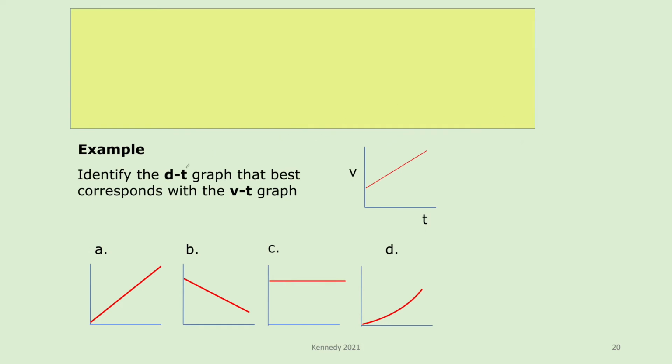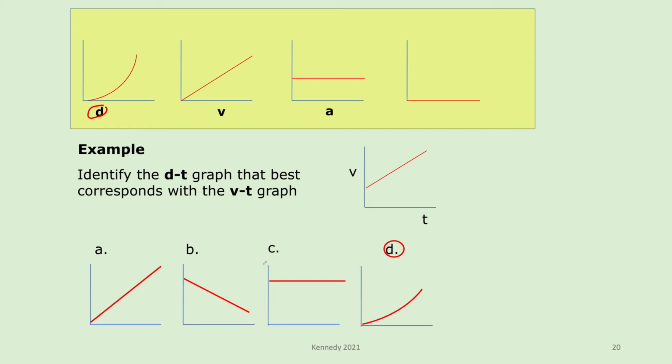So here, identify the DT graph. That's down here. Best corresponds with the given VT graph. Okay, well, the first thing I'm going to do is write my 4 graphs down there. A curve to a diagonal to a horizontal to a zero. Then, V is what I'm starting with, so I put the V under the diagonal line because I'm given a diagonal line for the V. And now I can predict what a DT graph would look like and an AT graph would look like. But I'm just asked about the DT graph. Oh, it's going to be a curve. So the answer has to be letter D. It's the only curve there.